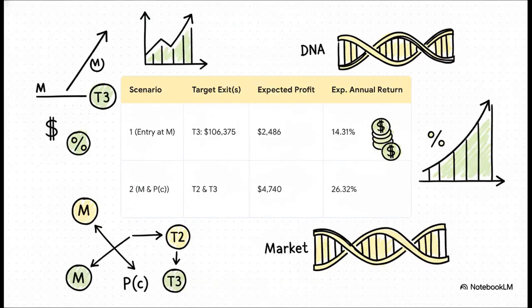All of this leads to two potential return scenarios outlined in the documentation. In scenario 1, there's a single entry at M with an exit at target 3. This projects an expected total profit of $2,486, which comes out to a 14.31% expected annual return. Then you have scenario 2, which assumes entries at both M and PC with different exit targets. That one results in an expected total profit of $4,740, or a 26.32% expected annual return.